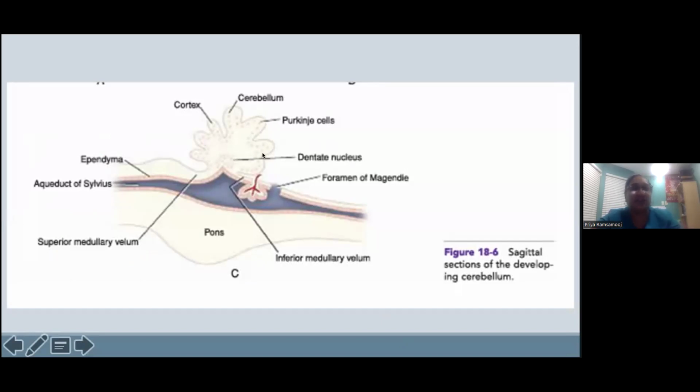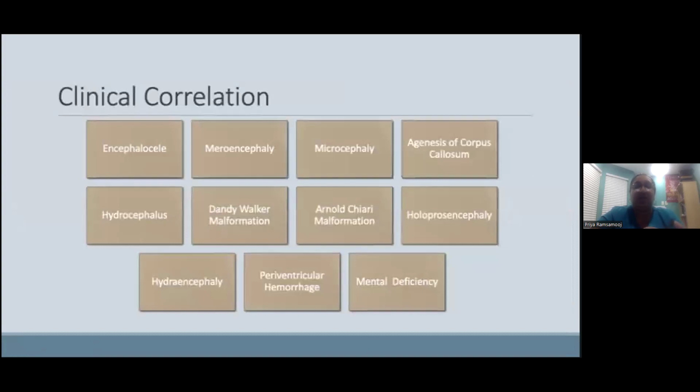And of course, throughout this entire process, you're going to have neuroblasts being derived from the matrix cells in the ventricular zones, migrating towards the surface of the cerebellum, and giving rise to neurons, which would then form the cerebellar cortex. So it was a mouthful in terms of the development of the brain itself.